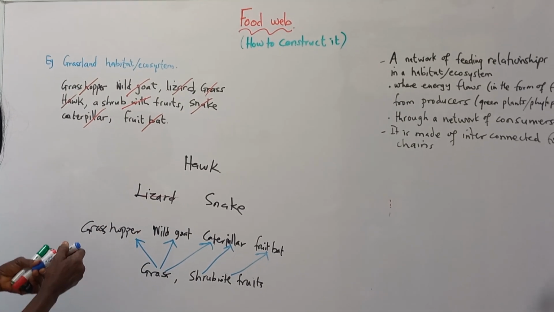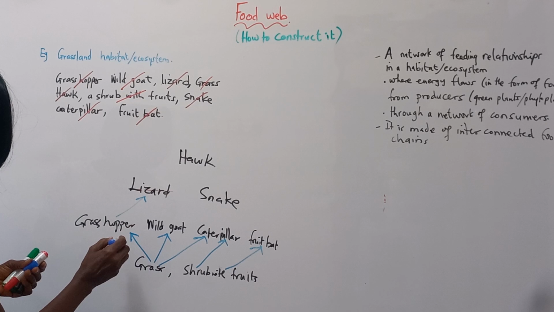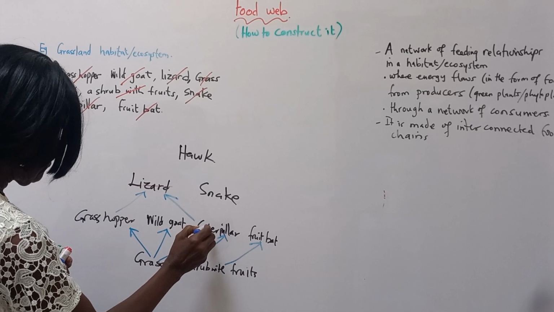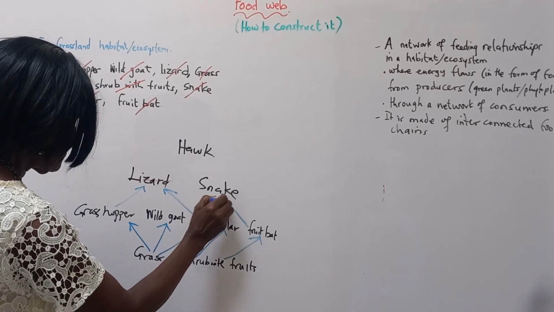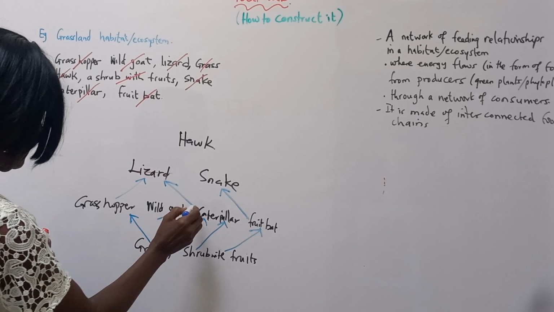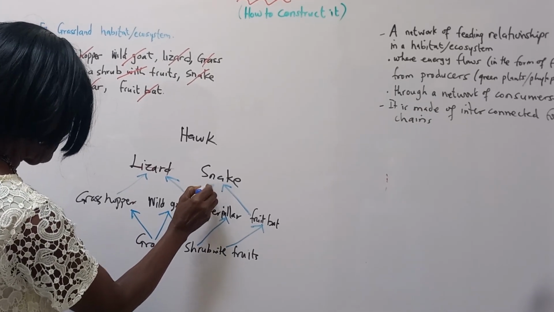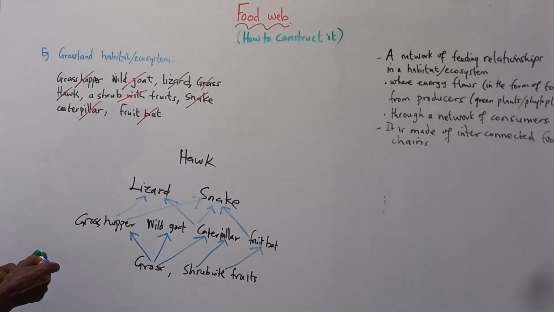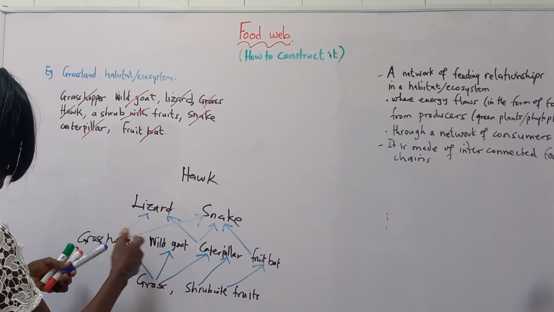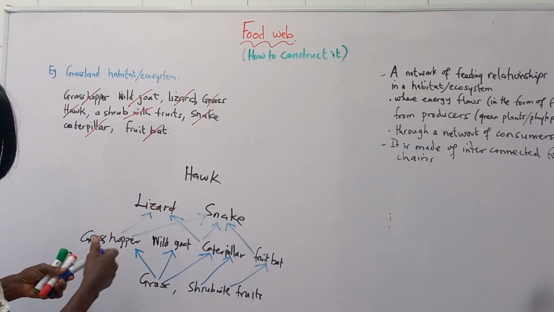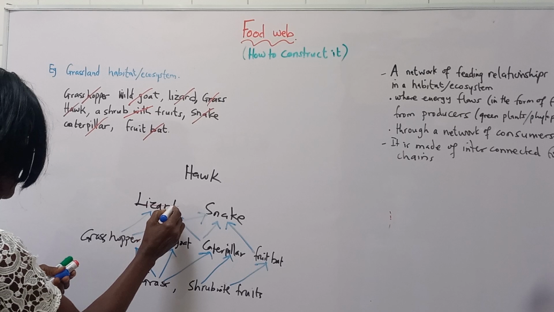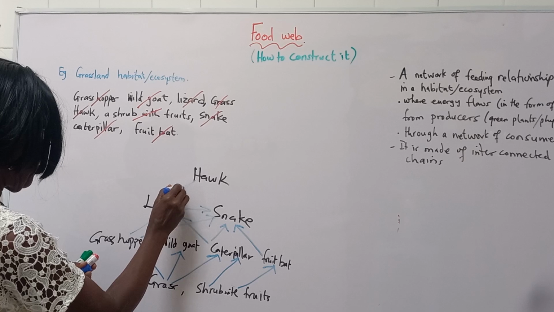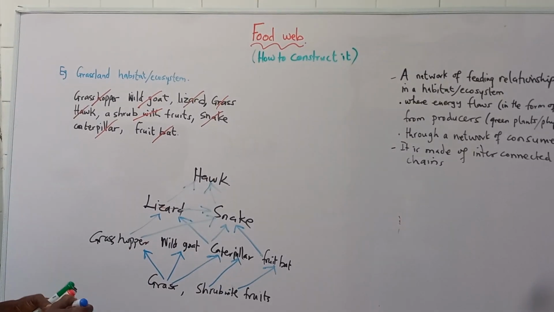Lizard can feed on the grasshopper, so we have it in here like this. Then lizard can also feed on the caterpillar. Energy is flowing in here. The snake can feed on the fruit bat, yes. The snake can also feed on caterpillar, yes. Some snakes can also feed on grasshopper. And then snake can also feed on the lizard. So energy can flow from the lizard to the snake, and then all these can be fed on by the hawk. Energy can flow like this to the hawk.